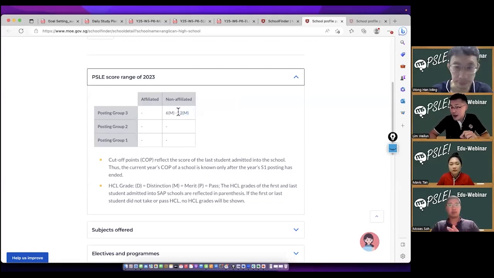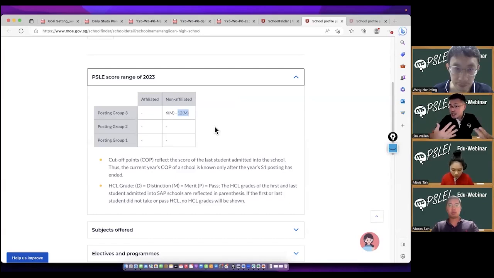And I think now the parent's query is, does this change from year to year, in terms of the cutoff point of the school? So certainly the answer to that is yes. There is a possibility that the cutoff point can change. Just a quick one: how does the cutoff point get determined? It essentially gets determined by demand and supply, right?